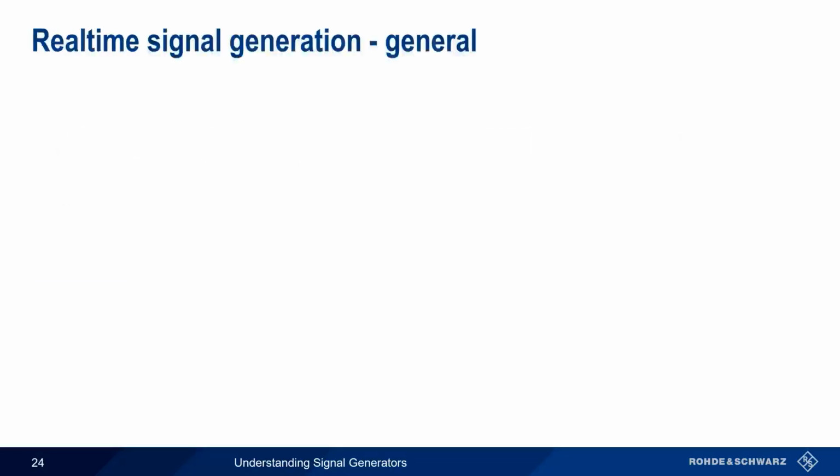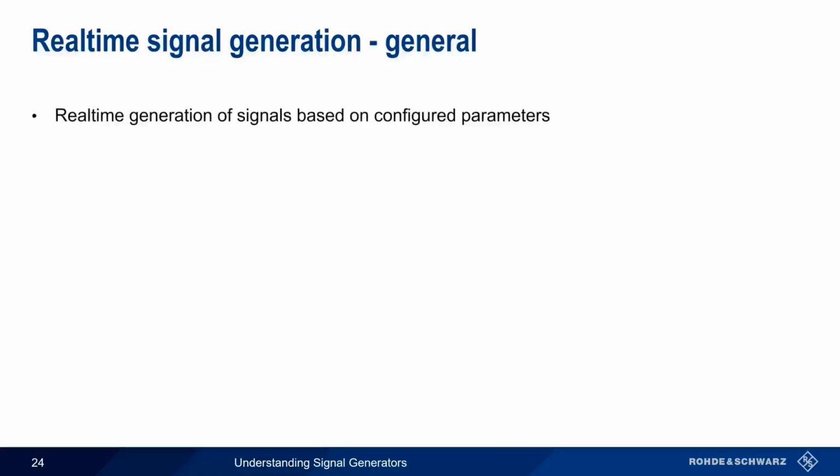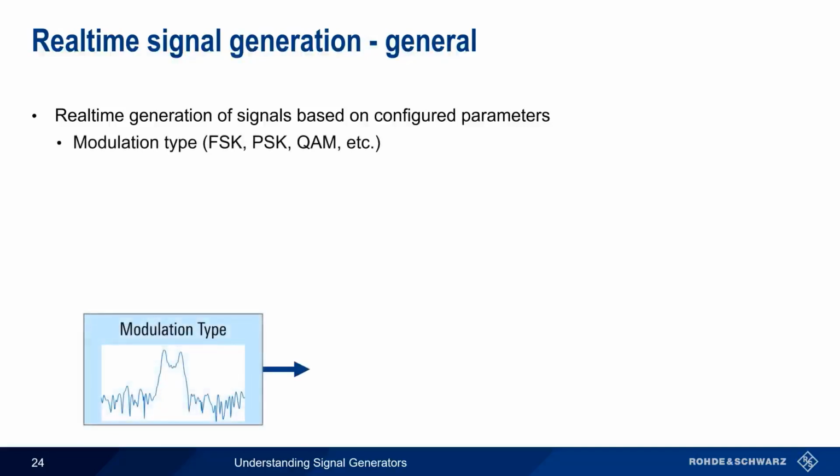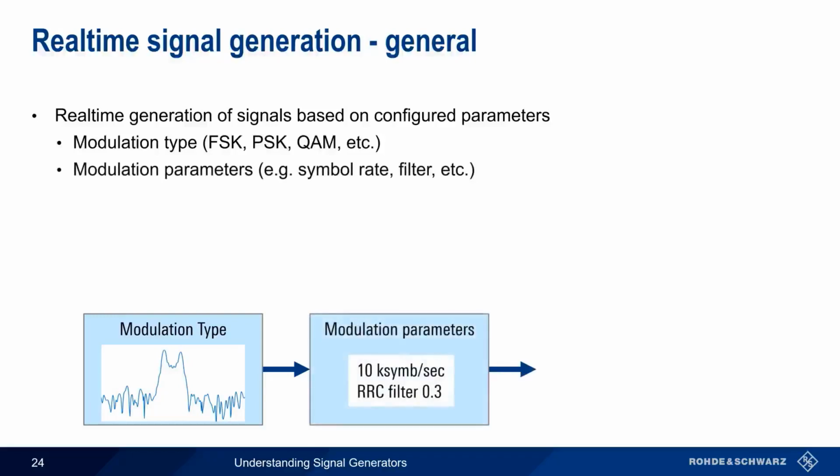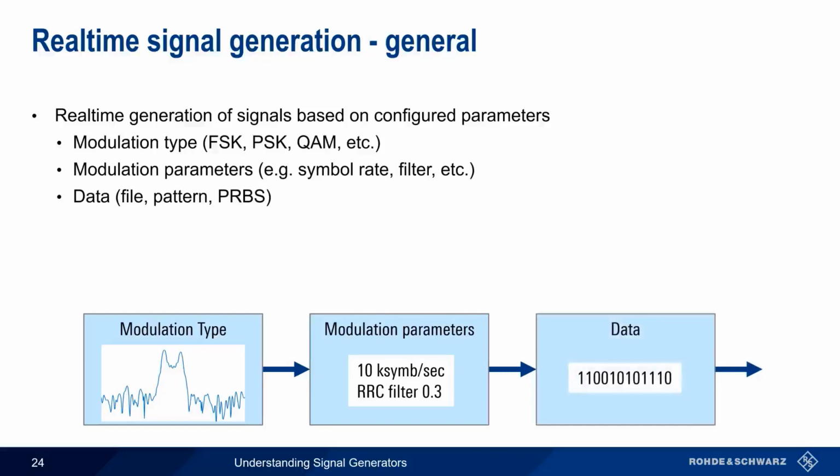Predefined arbitrary waveform files can be used to generate very complex modulation schemes and standards, but they have fixed values and relatively short durations. Vector signal generators can also generate signals in real time based on various user-configured parameters. In this case, we start by defining the modulation type, such as FSK, PSK, QAM, etc. Next, the various modulation parameters, such as symbol rate and filter, must be defined. And finally, we define the data to be transmitted. This can be in the form of a file, a repeating pattern, such as alternating ones and zeros, or a so-called pseudo-random bit sequence, or PRBS. PRBS data looks random, but is actually a known repeating pattern.